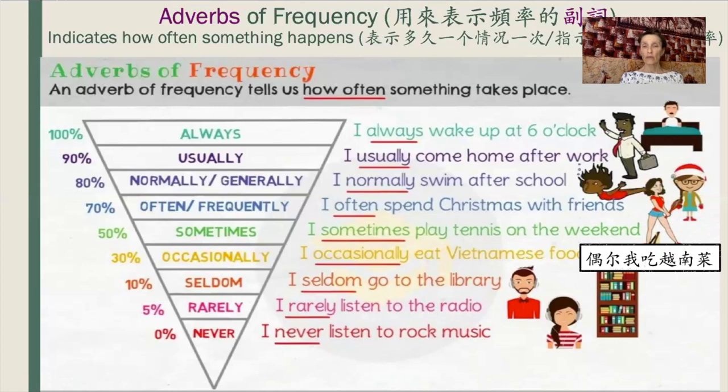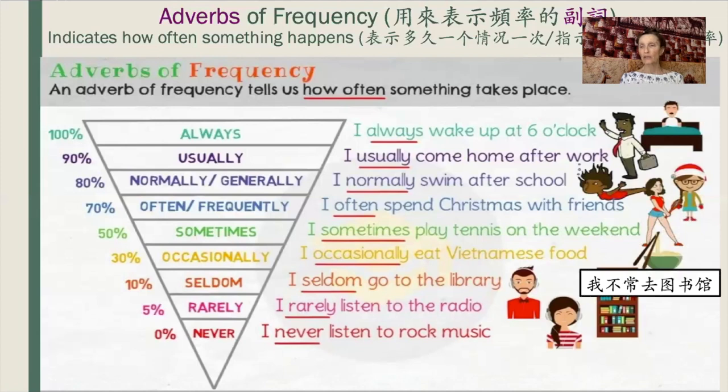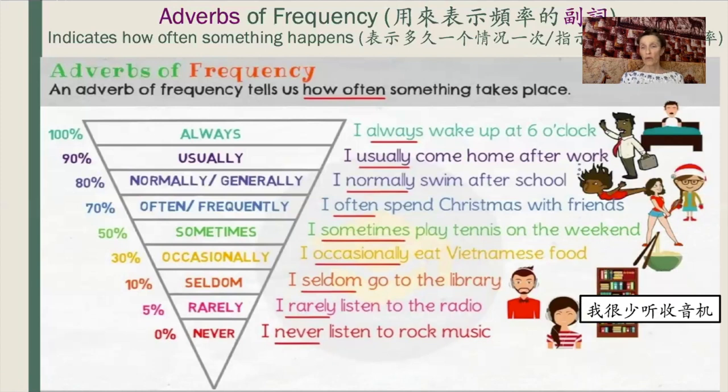So moving on, seldom is usually translated as 不常, so pretty simply. 我不常去图书馆. Rarely is almost never. So it's a little bit less than seldom. So rarely is translated as 少 or 很少. And that sentence would be 我很少听收音机. So 很少 is rarely.